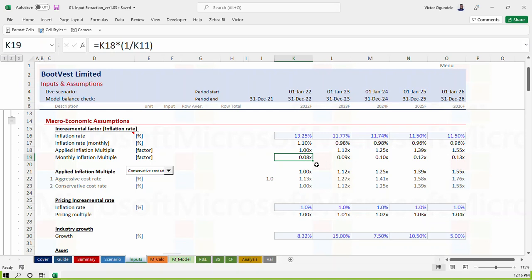All right. So this inflation rate, let's look at what this is actually saying, so that we know we need to make another adjustment here. We divided this 13.25 by 12.